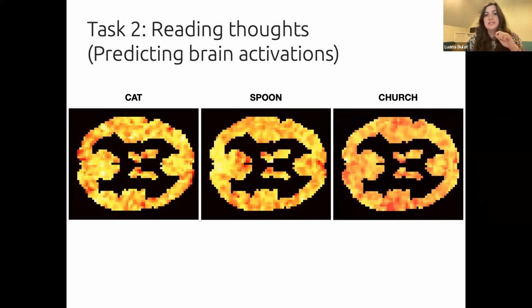On the slide, you see some images, which are horizontal slices through the brain. White is low activation and red is high activation. So that's how to interpret that heat map. And this shows how the brain activates when a person is thinking about cats, spoons, and church.